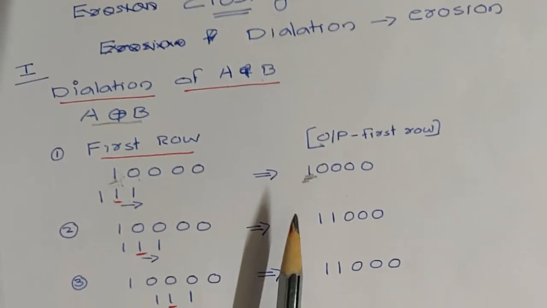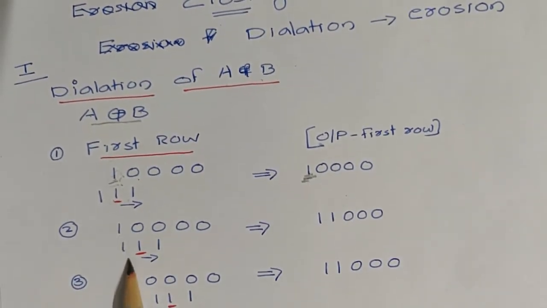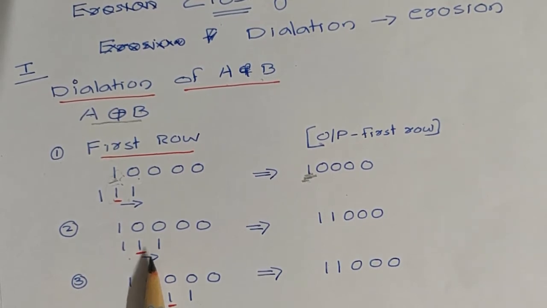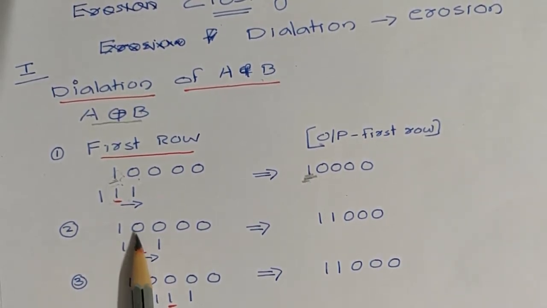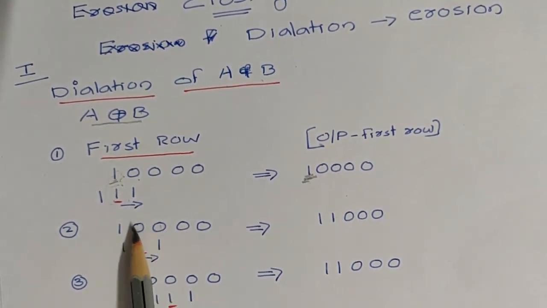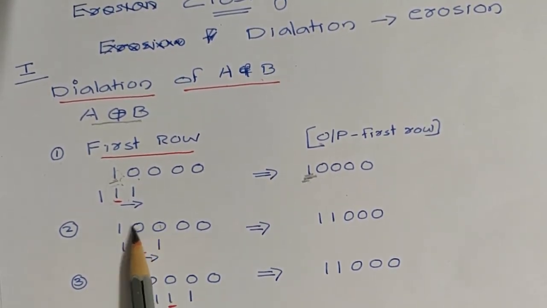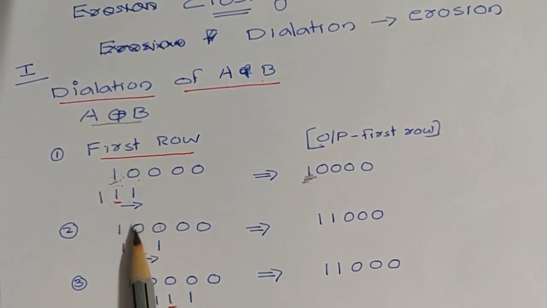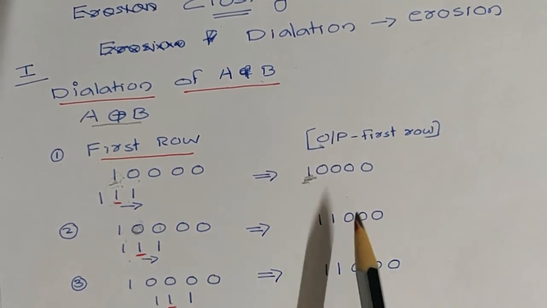Now we will shift the structuring element to the right side. Now the origin of the structuring element is aligned with the second element of the first row. Now the input pixel value is 0. It has two neighbors. One of the neighbors has value 0 and one of the neighbors has value 1. Then we will change the value of the input pixel to 1.